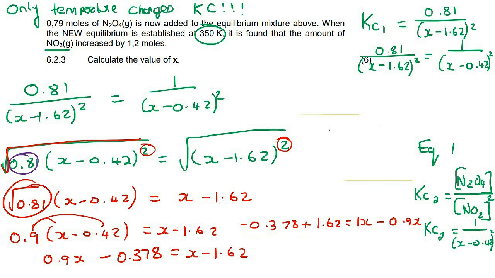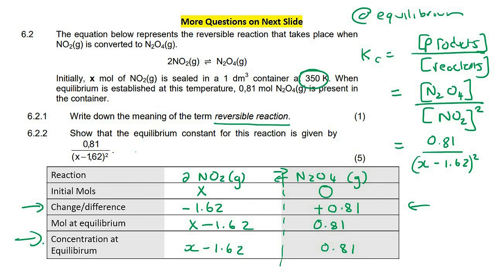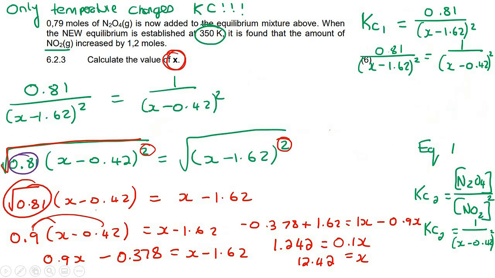If you type this on the calculator, we end up with 1.242. Now, if you take 1x and minus 0.9x, that leaves you with 0.1x. If you then get x by itself by dividing by 0.1, you end up with 12.42. Now, I don't even know what that is. What is x? X was originally moles of NO2.